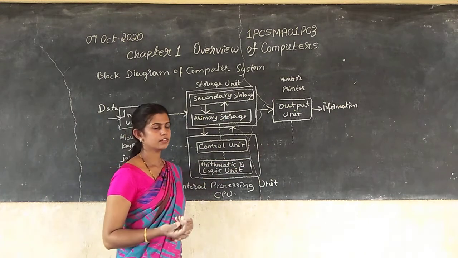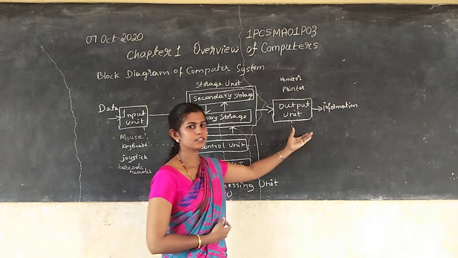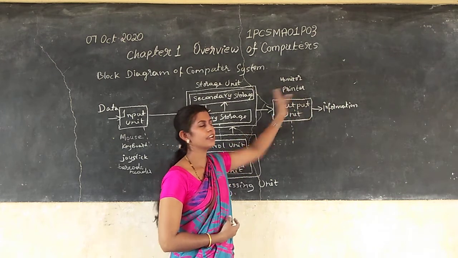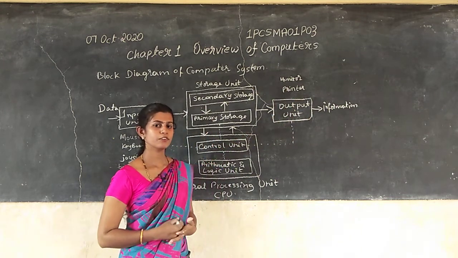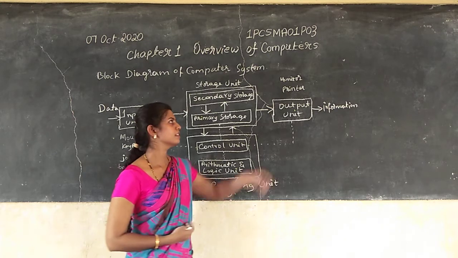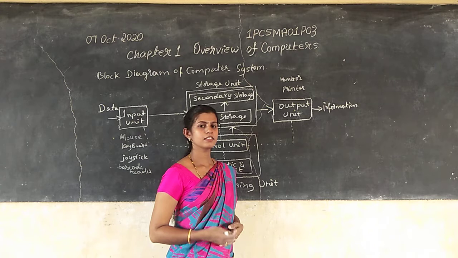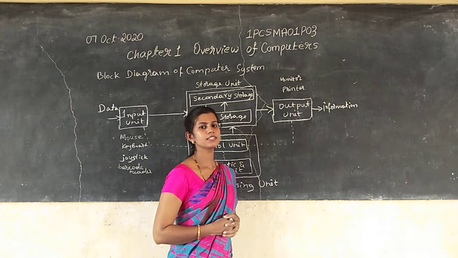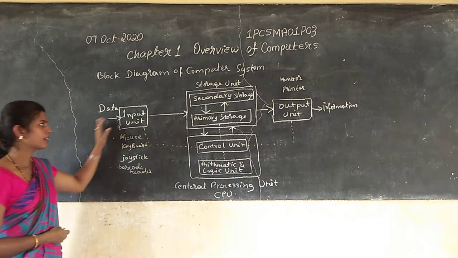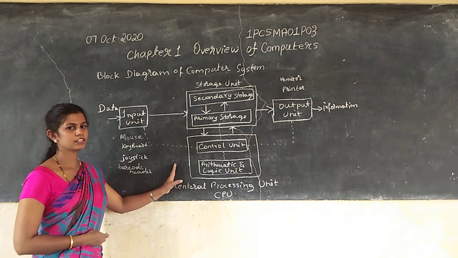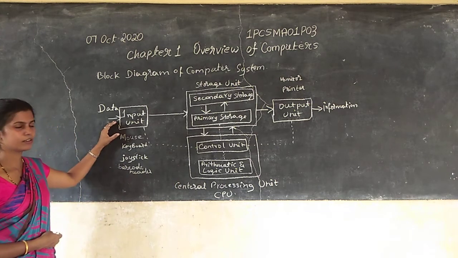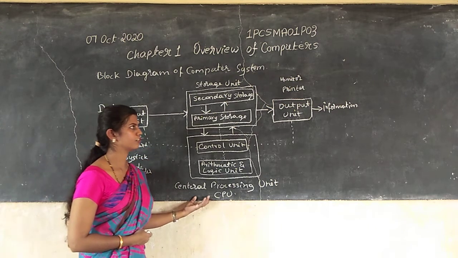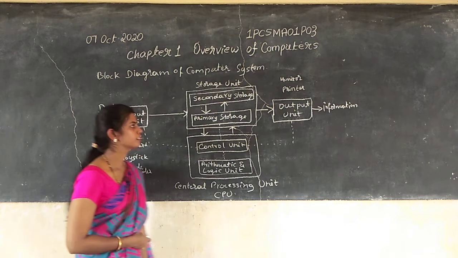So, if you want a visualized result or output, then it will be displayed on a monitor, or if you want a printed format, it will be sent to the printer, and if you want a voice format, then it will be sent to the speaker. So, these are the four main parts of the computer, that is the hardware components of the computer: input unit, storage unit, central processing unit and output unit.